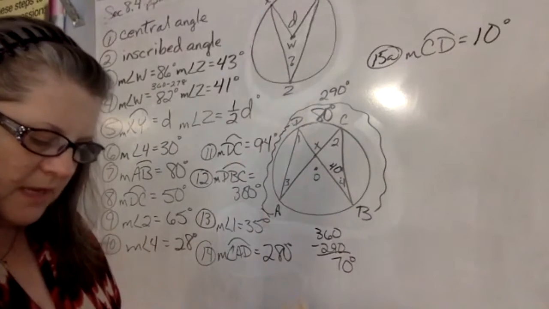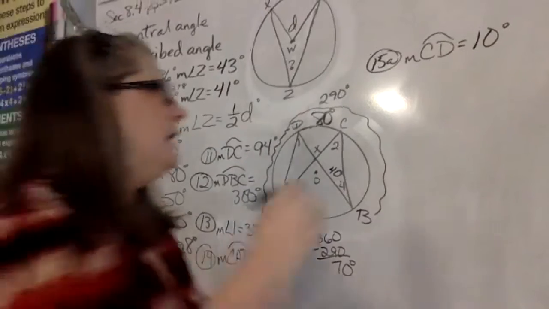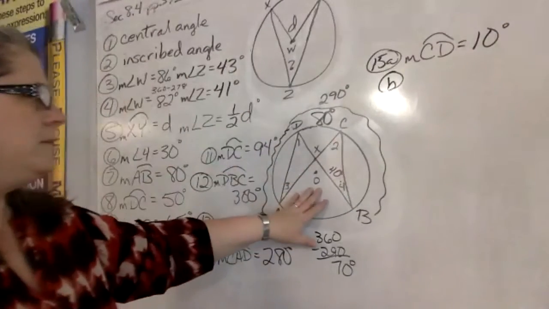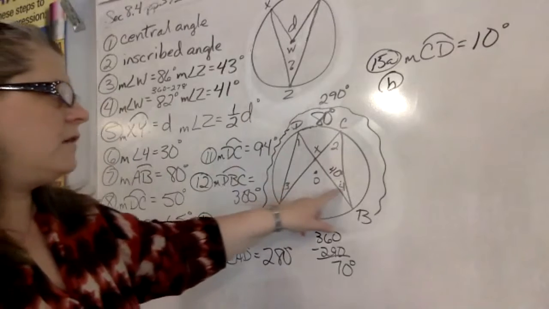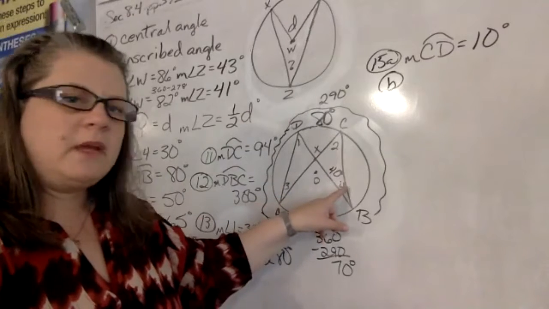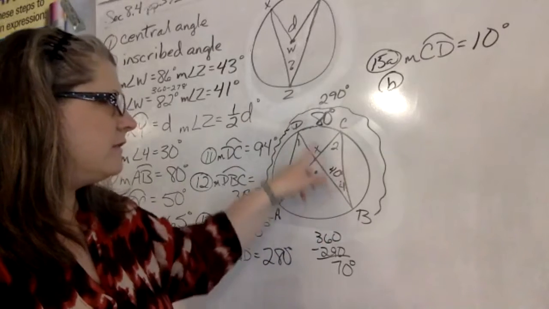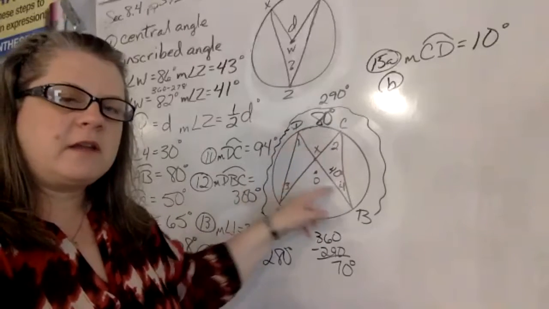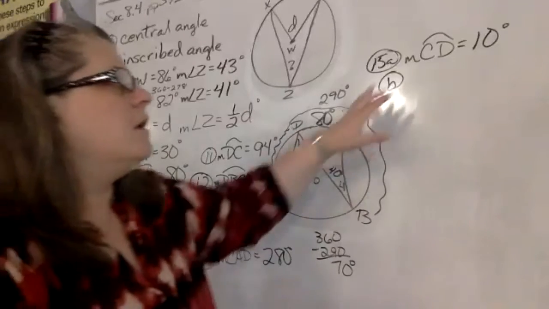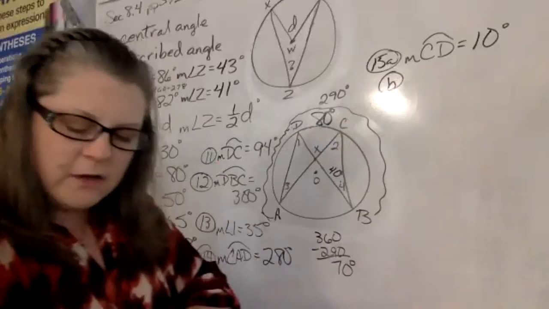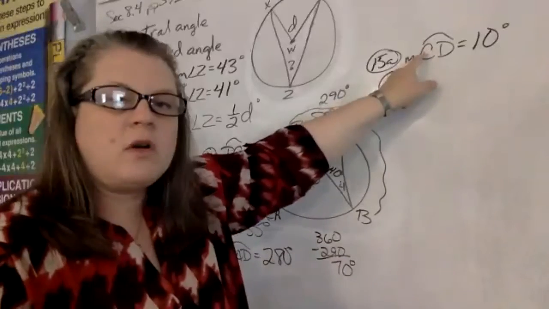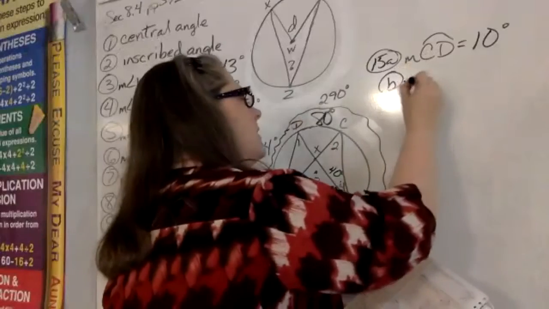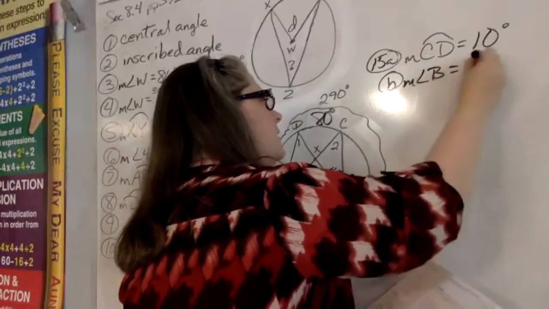And on part B, it wants to know the measure of angle B. This is like what I talked about up here. We said angle 3 and angle 4 are always going to be congruent because they are inscribed angles of the same arc. They both intercept the same arc, so they've got to be the same measure. So angle B intercepts this same arc, so it's going to be the same as angle A was. It's going to be 5 degrees.